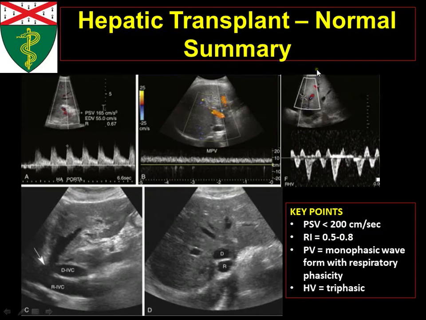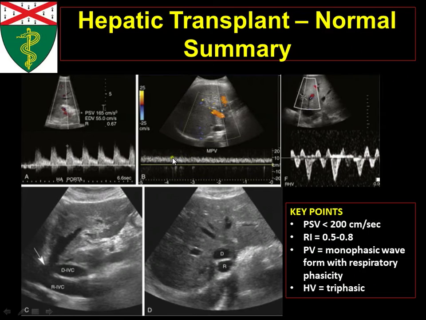All right, so this is the summary of what's normal. It's important to know what normal is before we go into the complications. Again, hepatic artery: sharp systolic upstroke, good flow in diastole, peak systolic velocities less than 200, RIs between 0.5 to 0.8, ideally 0.6, 0.7. Main portal vein: monophasic flow towards the liver, some degree of undulation.